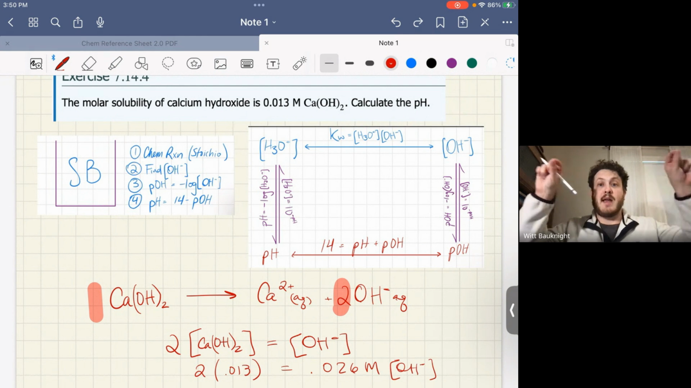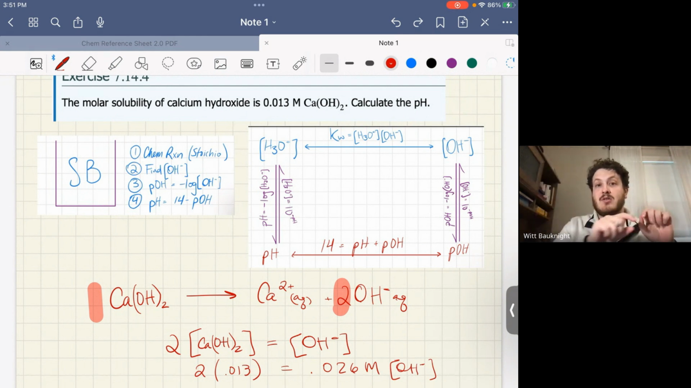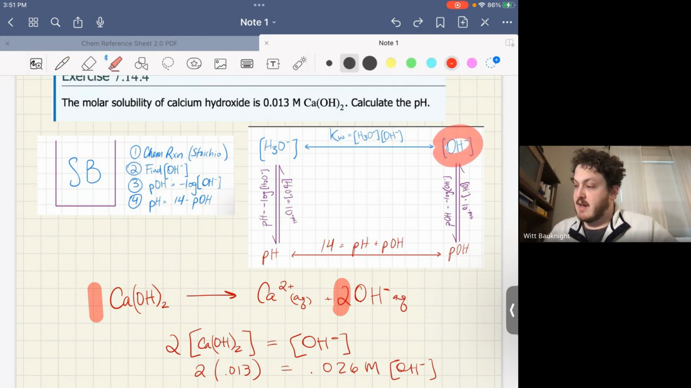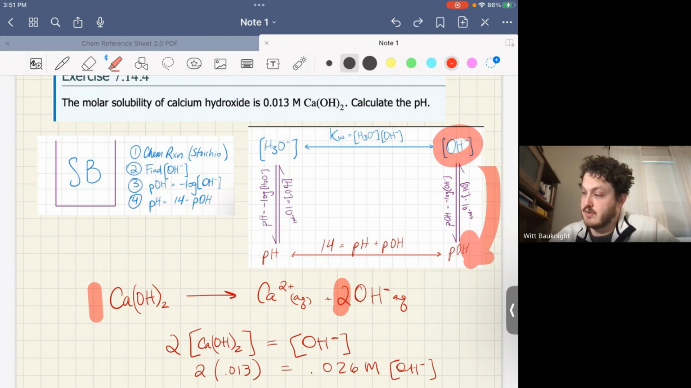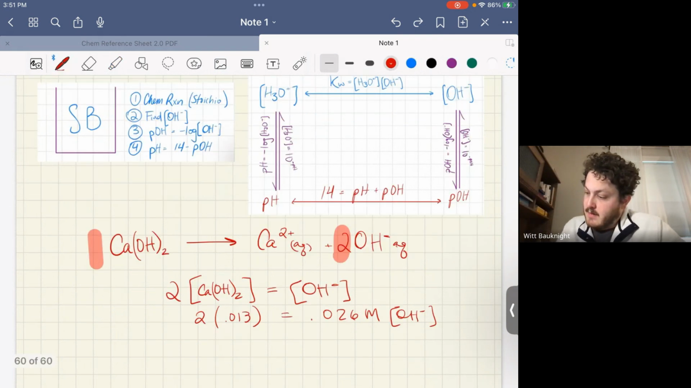Now, I say that we're in the rectangle. We now know OH minus, and we need to get to pH. There's 2 paths of doing that. My preferred path is finding pOH and then pH. So that's step 3 and step 4, then we'll be done. So first things first, let's go down the rectangle. pOH will equal negative log of OH minus concentration.